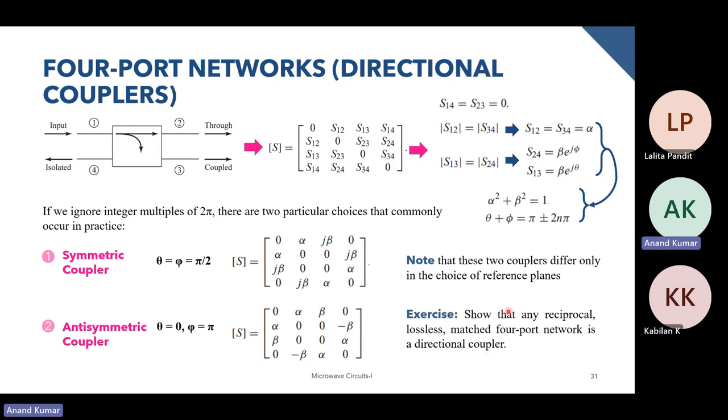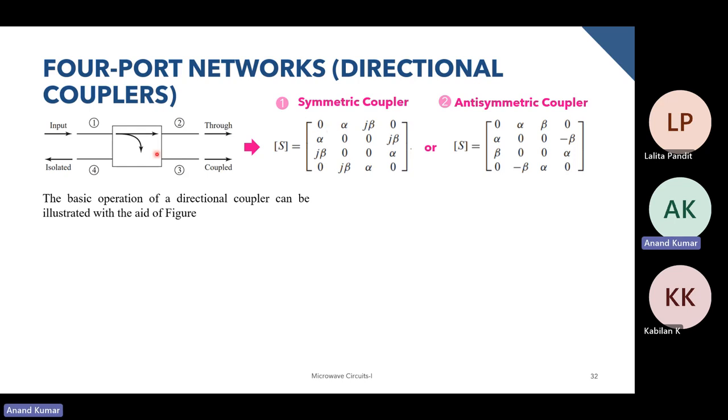Now, an exercise for you is to show that any reciprocal, lossless and matched four-port network is a directional coupler. When we were doing all the mathematics, we chose this condition, although we could have chosen a different condition as well. You have to show that any condition that we chose will eventually lead to these S parameters only. During our analysis, we assumed some things. You have to show that those assumptions are the only ones you can make, or even if you take any other assumptions, it will simplify to these matrices, and these matrices are for directional couplers. So we got two types of directional couplers, symmetric and anti-symmetric.